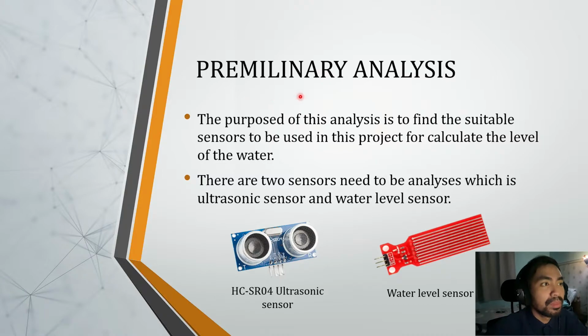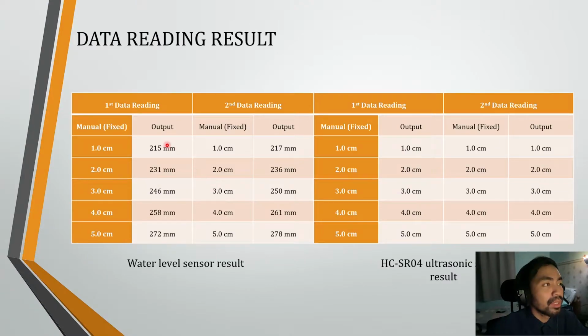This is the preliminary analysis. The purpose of this analysis is to find a suitable sensor to be used in this project for calculating the level of the water. There are two types of sensor that need to be analyzed, which are the ultrasonic sensor and the water level sensor. This is the data reading result for these two types of sensor.